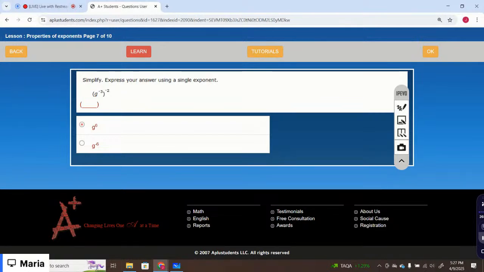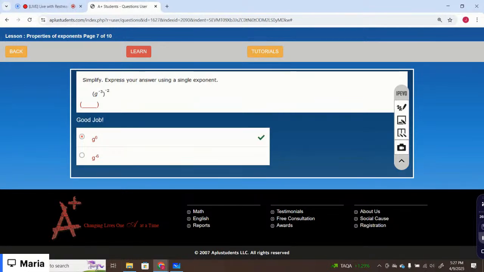Option number 1 is the correct option. That is g exponent 6. Option 1 is the correct option.